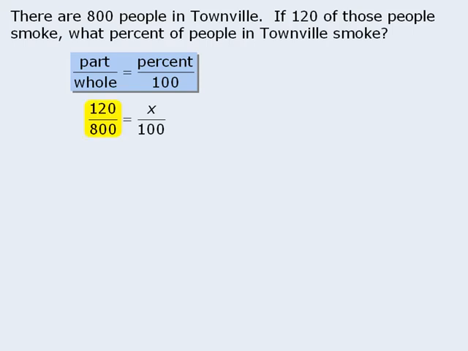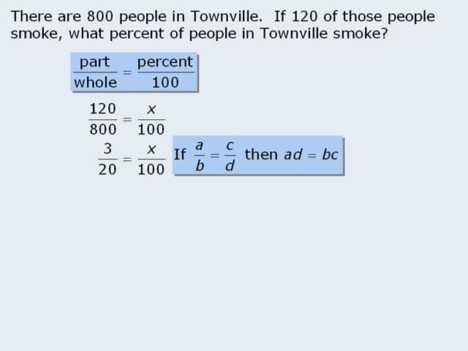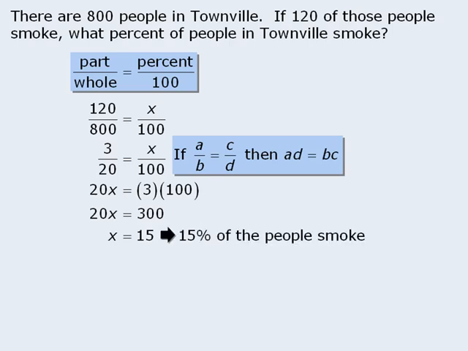To begin, let's take our fraction, 120 over 800, and simplify it by dividing top and bottom by 40 to get 3 over 20. From here, we can apply the following rule and cross-multiply to get the following equation. Next, we will simplify the right-hand side, and then divide both sides by 20 to get x equals 15. Since x represents the percent, we know that 15% of the people in Townville smoke.